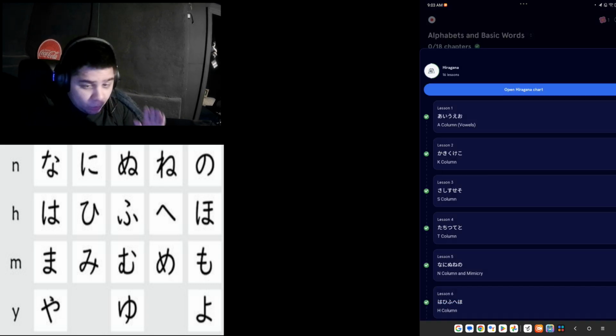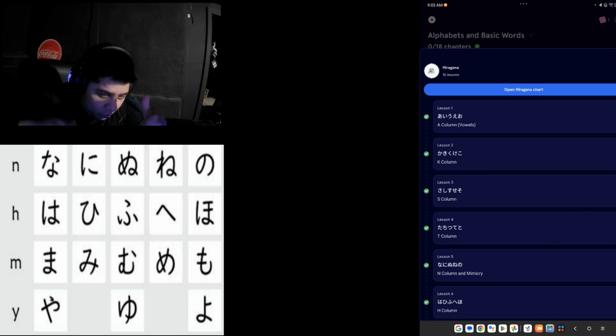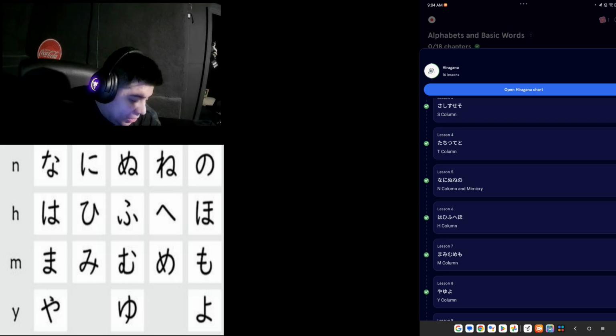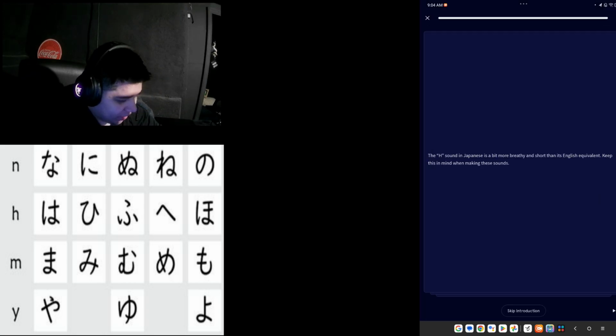And I'm actually gonna do all four that we're gonna learn in this one square, like right there, because I don't want to deal with having to make them all lined up. That bothered me too. Don't worry, you're not the only one. So now we go to H. The H sound is a bit more breathy, so I'll keep that in mind.